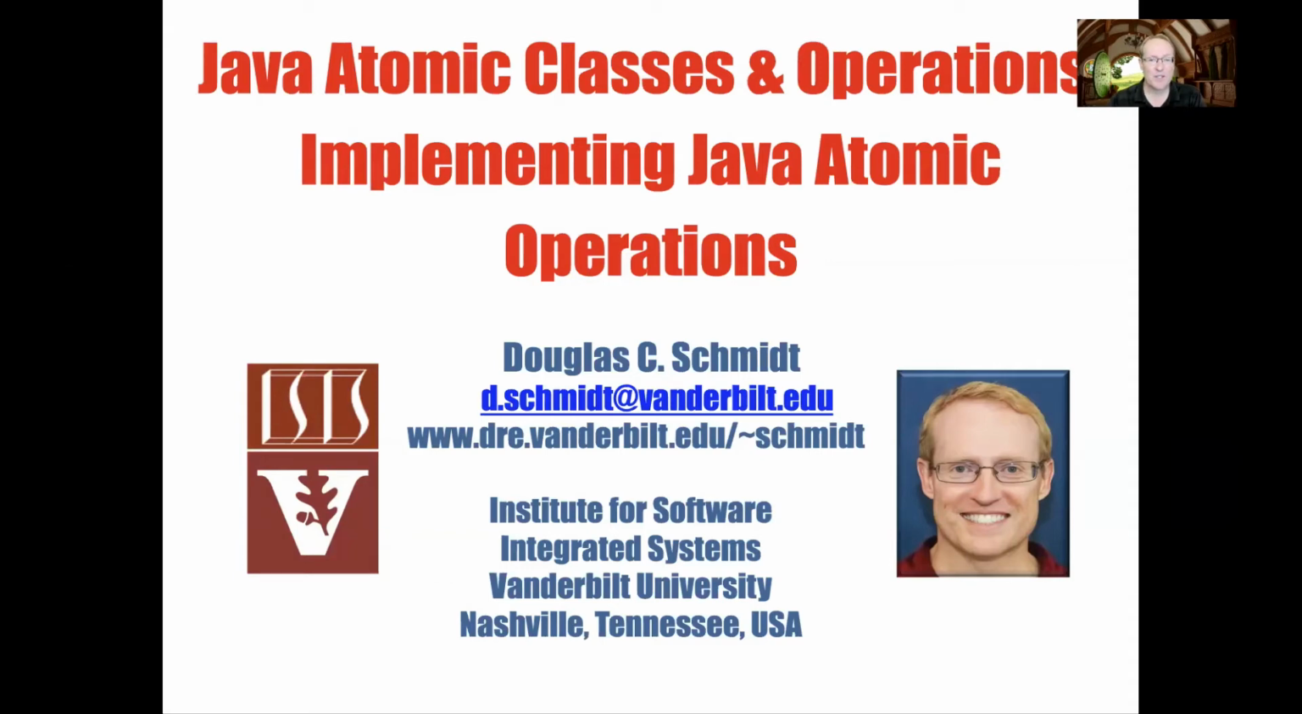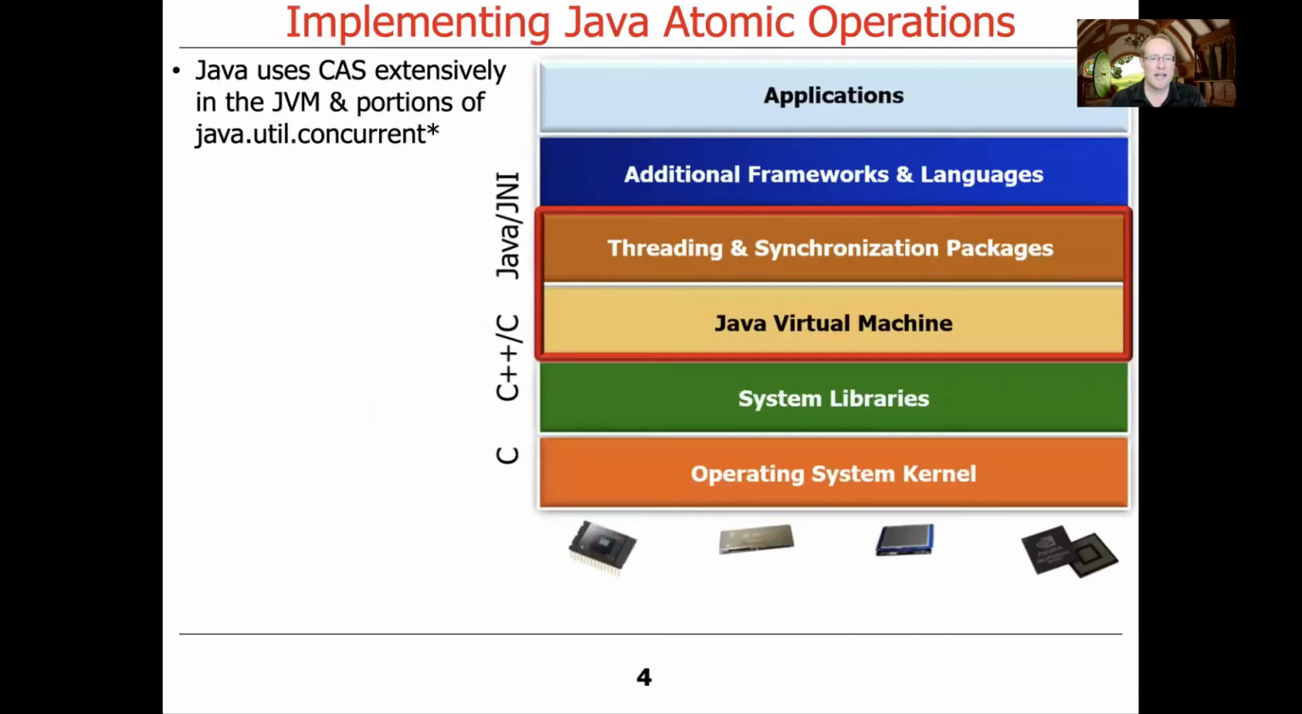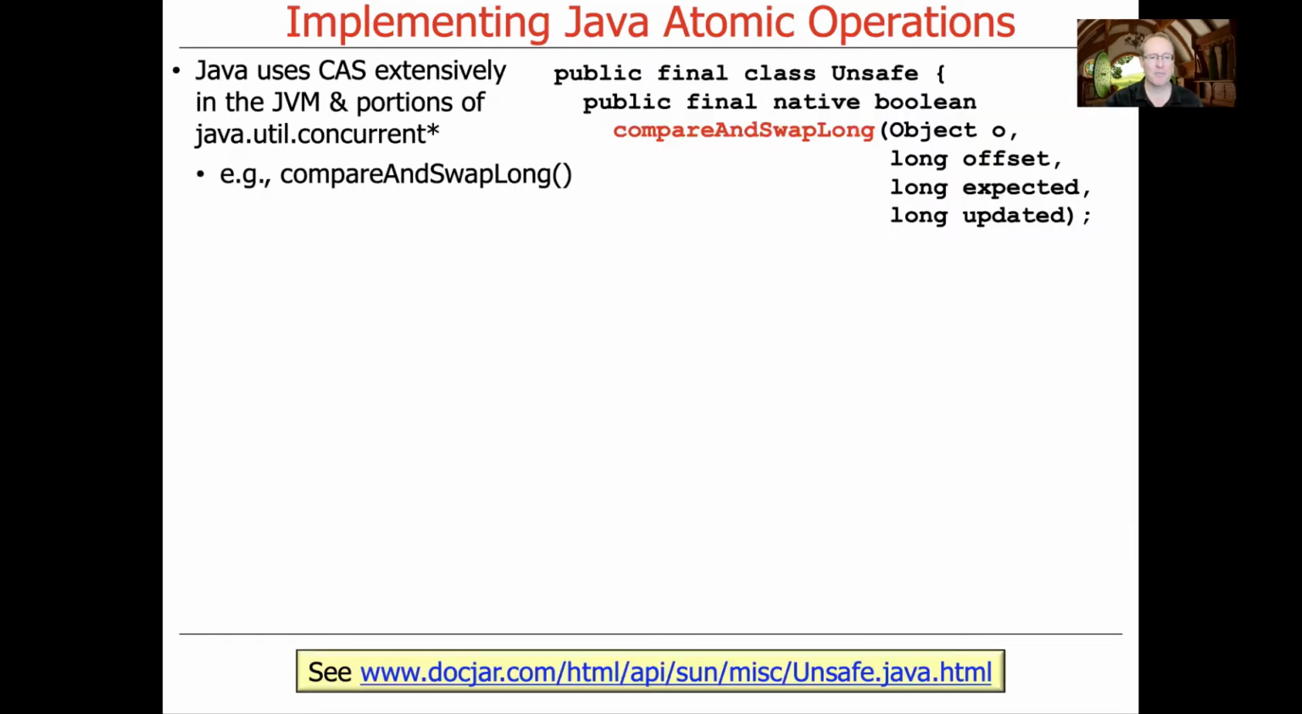So now that we've discussed the general idea of compare and swap and these low-level operations, let's go ahead and see how Java uses these mechanisms to implement some of its atomic operations in its classes. Now, I think I mentioned before how Java uses compare and swap extensively in the Java virtual machine and in portions of the Java util concurrent packages, because there's multiple of them.